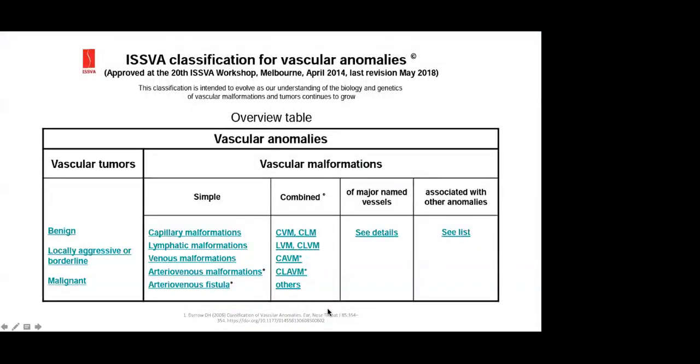So in the ISSVA classification, the vascular tumors are further subclassified into benign, locally aggressive or borderline, and then malignant tumors. And then the vascular anomalies are further classified as simple, according to the vessel of origin. So it's capillary, lymphatic, venous, arteriovenous malformations and arteriovenous fistulas. And then you get more complex lesions that involve two or more of the same lesions, like combined lymphatico-venous malformations, which is probably the most common in the combined group. And then you get other associated syndromes.